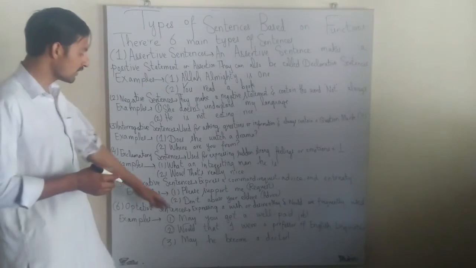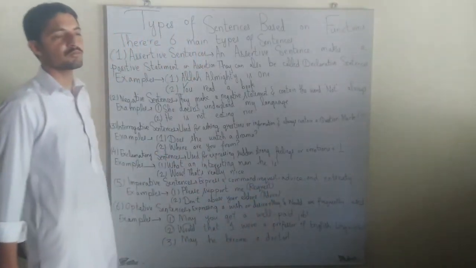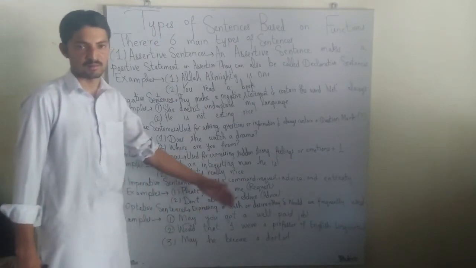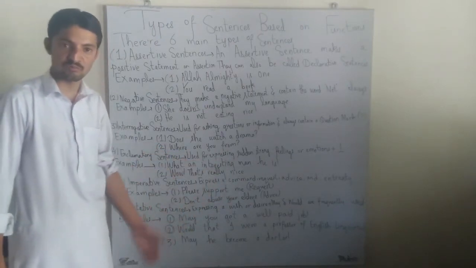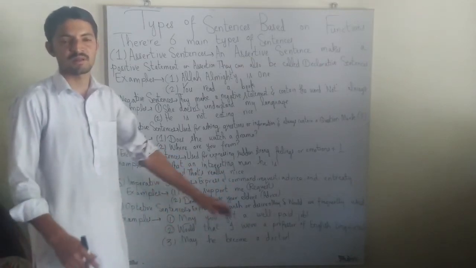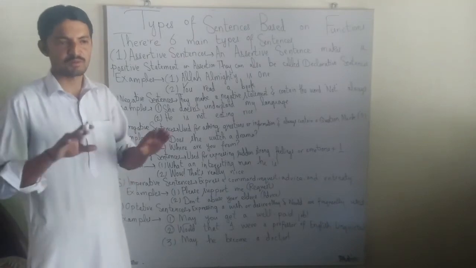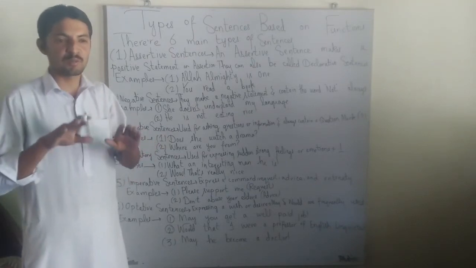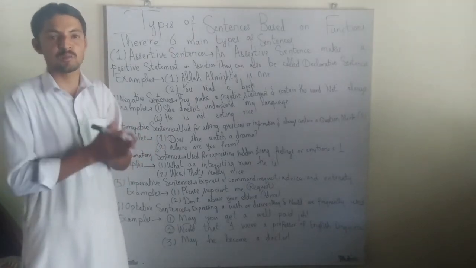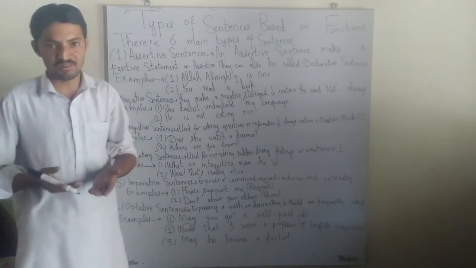Examples: "May you get a well-paid job!" That is an optative sentence, because someone is wishing someone a well-paid job. It also includes a sign of exclamation, or exclamation mark. But don't worry, the exclamation mark is not limited to exclamatory sentences only. You can use it in optative sentences as well.